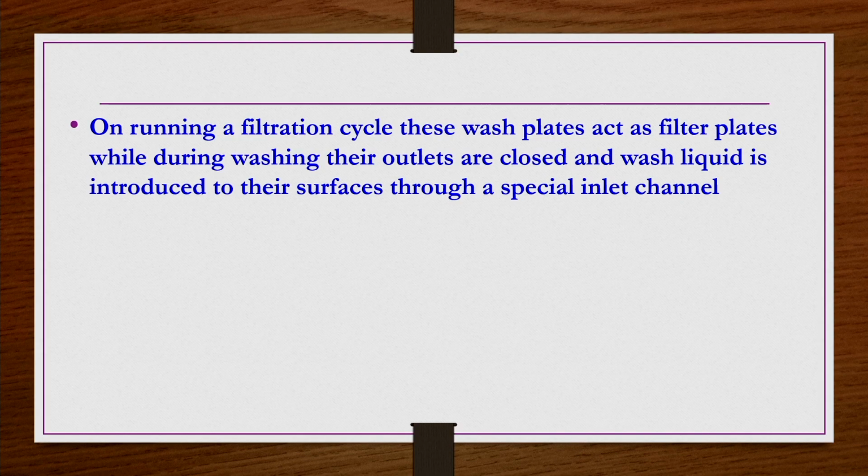Okay. That is the reason, as we have seen in the previous figures, that both through the wash plate as well as the filter plate, the liquid is passing through and being collected as filtrate. But as we see in the subsequent figure, we are not going to have such a process in a washing process. On running a filtration cycle, these wash plates act as filter plates, while during washing their outlets are closed and wash liquid is introduced to their surfaces through a special inlet channel.